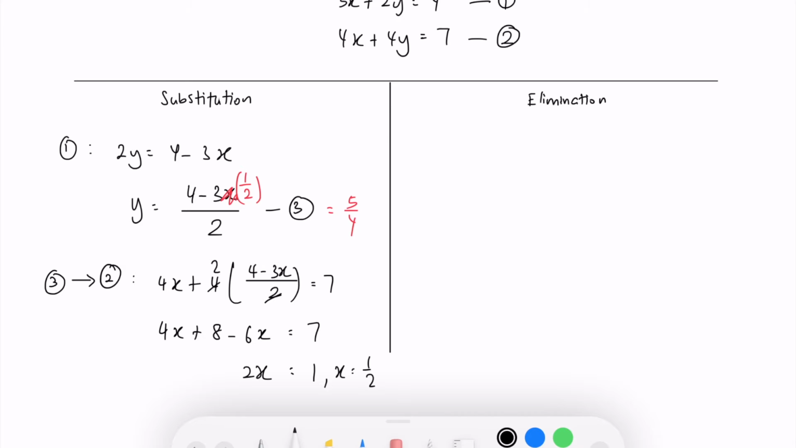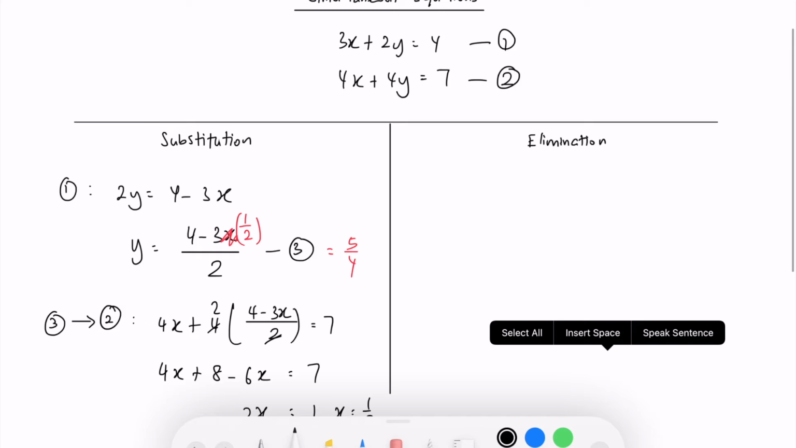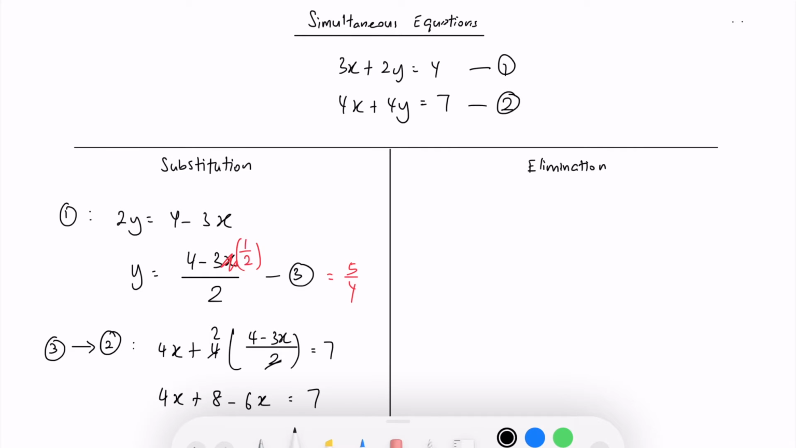Now let's do the elimination method. Elimination method, basically you're trying to cancel either term away. And just by looking at the question, I can see that the 2y can equal 4y. All I have to do is times 2 on equation 1. Your new equation would be 6x plus 4y equals 8. Now your equation 2 is still the same, so that's just 4x plus 4y equals 7.